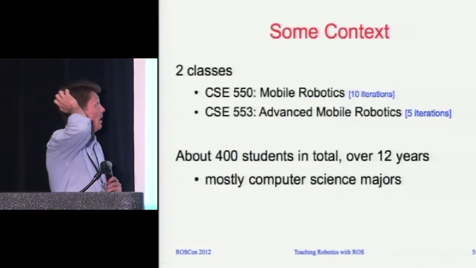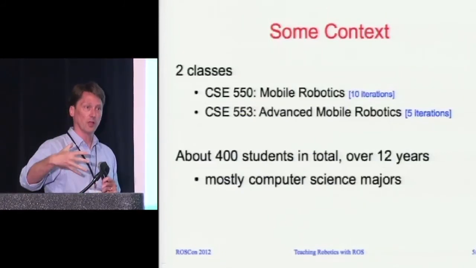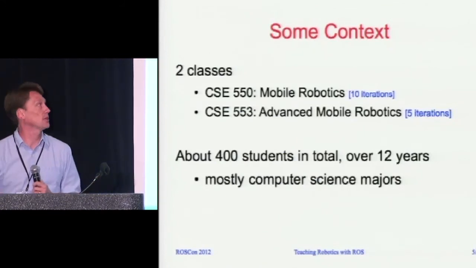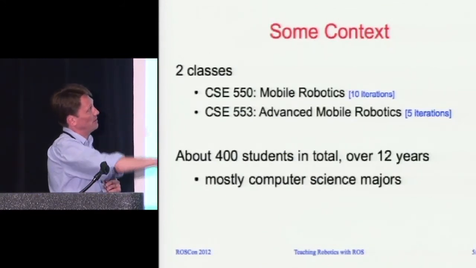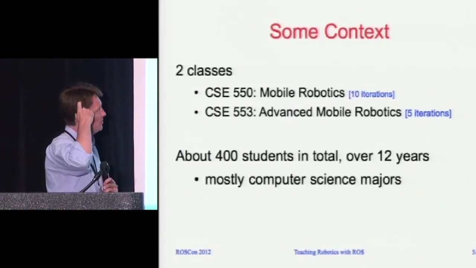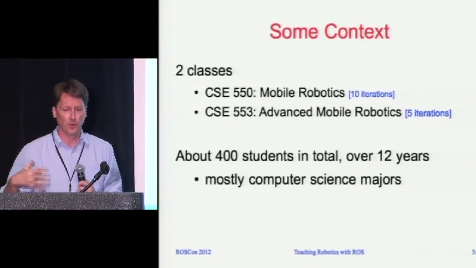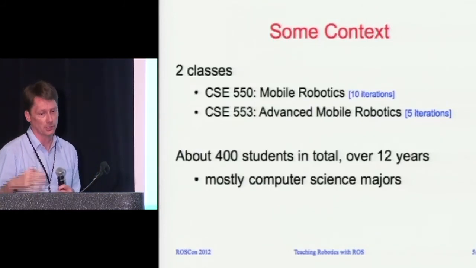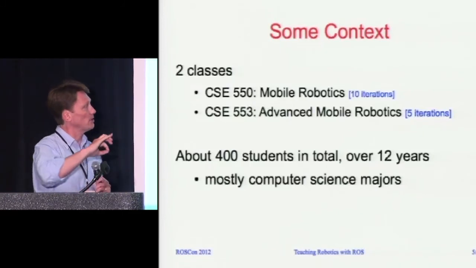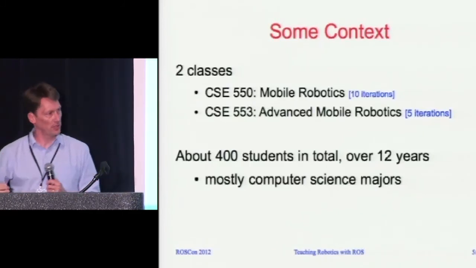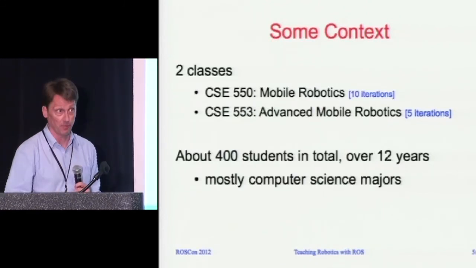I teach two classes there, mobile robots and advanced mobile robots. The mobile robots class is an intro class, like a number of other such classes. I've taught it about 10 times over the years, and the advanced class about 5 times. I tried to count up the number of students, probably about 400 over 12 years. And so the class has evolved. Mostly computer science, but especially in the early years, we got mechanical engineers, electrical engineers, physicists, psychologists, some business majors sometimes.